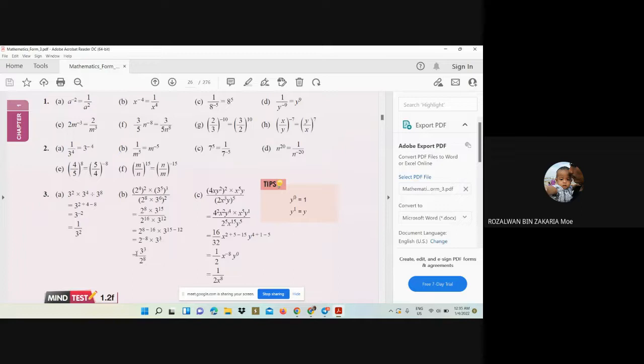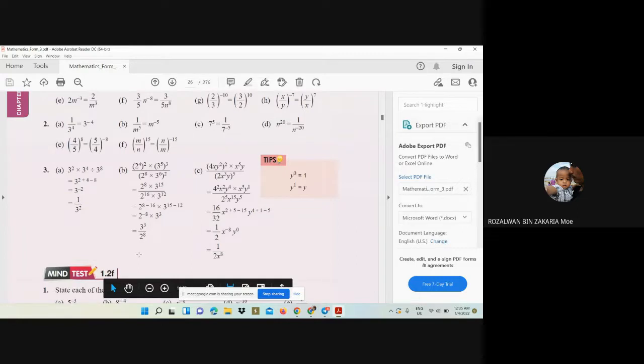So the answer: 2 power of minus 8 is actually equal to 1 over 2 power of 8. Then multiply with 3 power of 3. So 1 over 2 power of 8, you multiply with 3 power of 3, you will get 3 power of 3 divide with 2 power of 8. So this one is the answer for B.